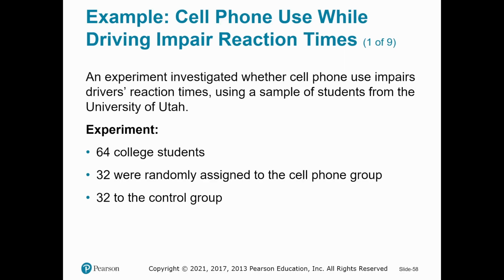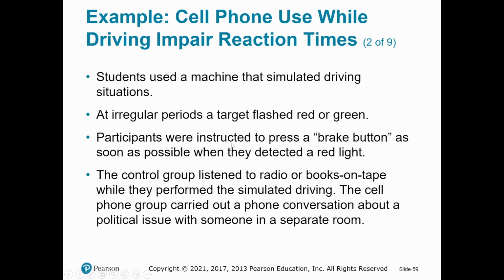So we have 64 college students. 32 were randomly assigned to the cell phone group, 32 to the control group. And you put them in a car? Okay, all right, let's see. I'm taking this as it comes. Okay, students used a machine that simulated driving. Okay, they're playing a video game.